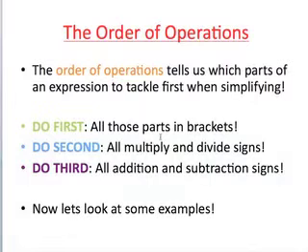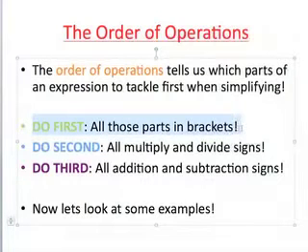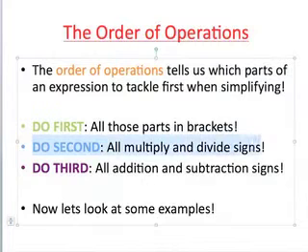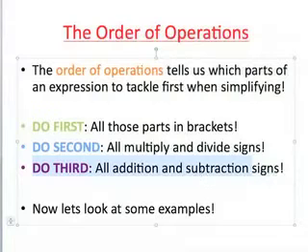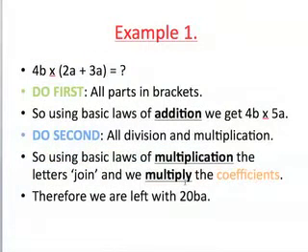And the order of operations tells us which parts of an expression to tackle first when simplifying. Or more precisely, it tells us in which order we should simplify expressions. Okay, so the rules of the order of operations are as follows. What we do first is all those parts in brackets. What we do second are all the multiply and divide signs, and what we do third are all the addition and subtraction signs. Okay, so with that in mind, let's look at some examples.